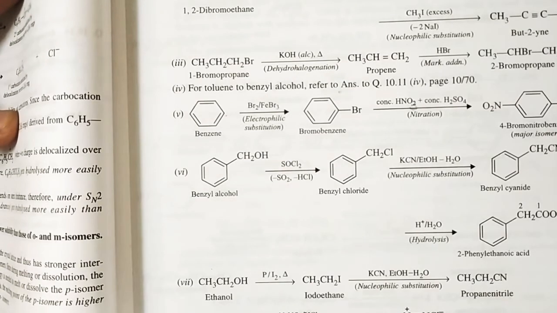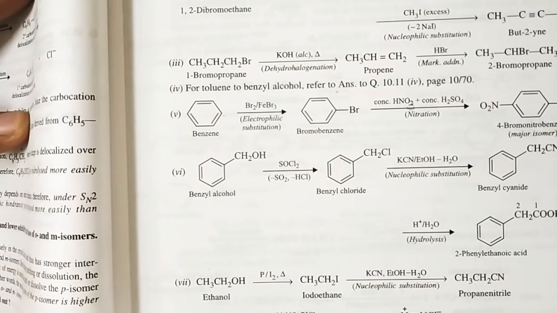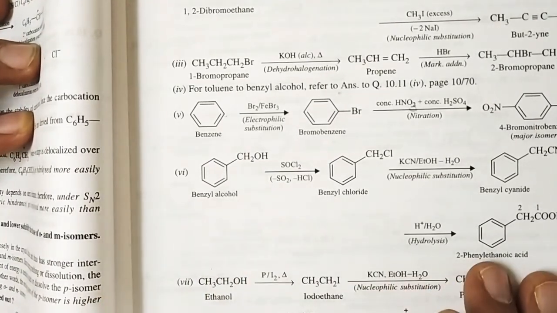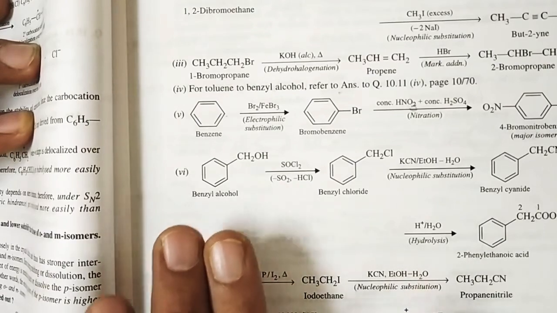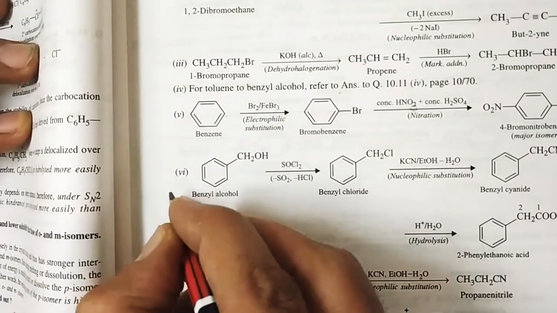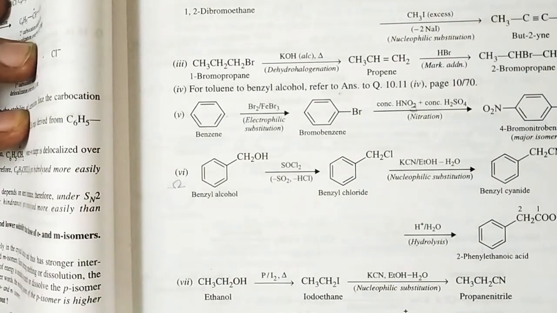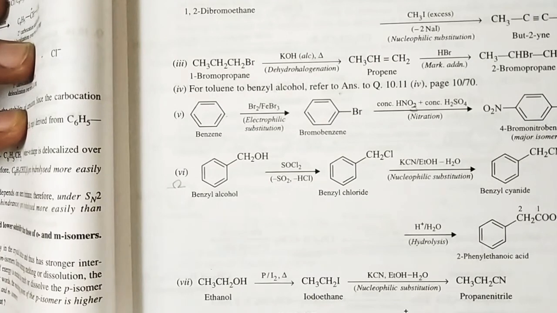What about number 6? Number 6 is benzyl alcohol to 2-phenyl ethanoic acid. I want to prepare 2-phenyl ethanoic acid from benzyl alcohol. These reactions can be studied in our later portions too, because this concept is based on a chapter that we will study later.